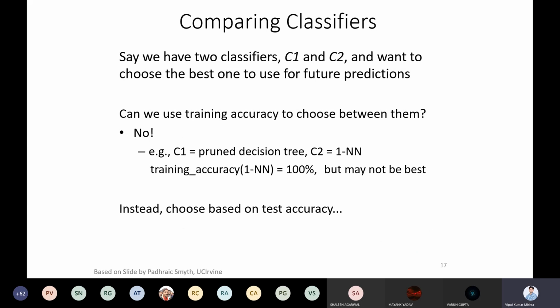Now let's suppose we have two different classifiers, C1 and C2, and we want to choose which one is better. So definitely we have seen multiple metrics.